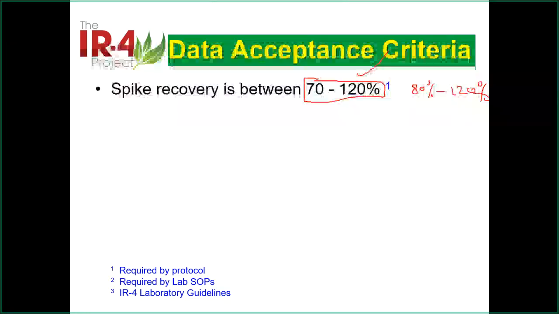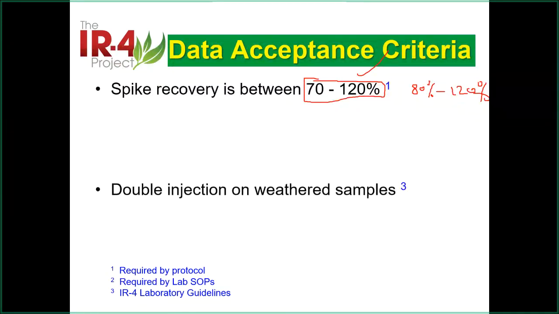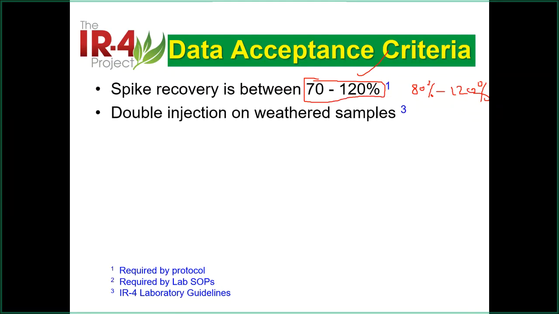Okay, so double injection, a lot of times it's not necessary, but in our work we really do prefer it, especially on treated samples, including untreated control. We call that weathered sample, meaning you get it from the field. So we need to do multiple injection, sometimes more than two.